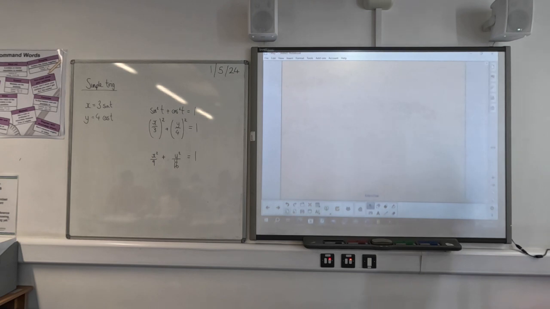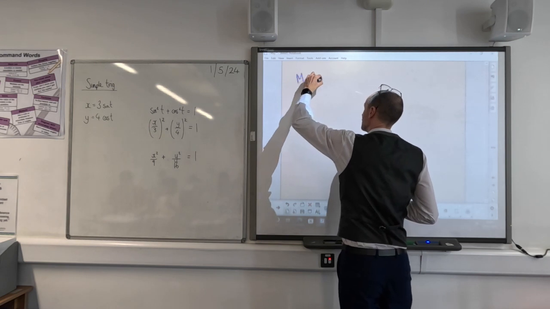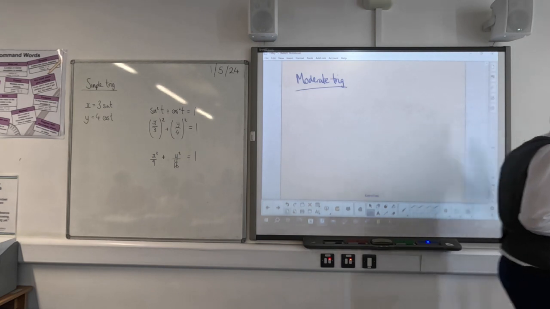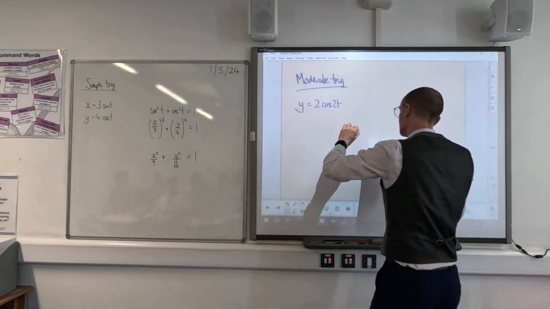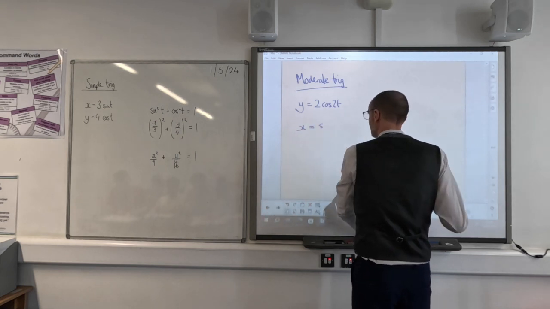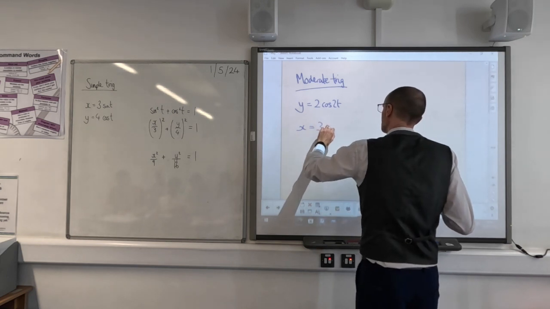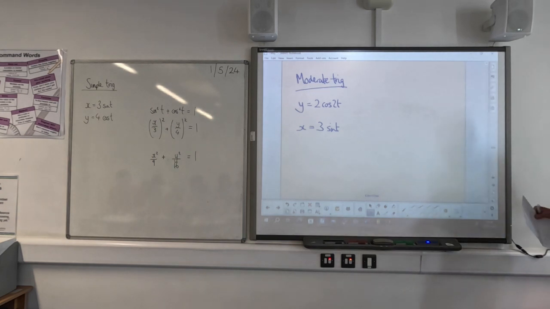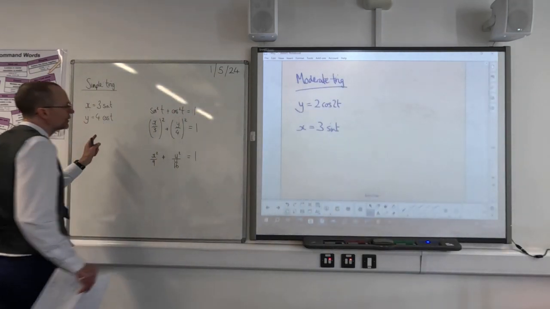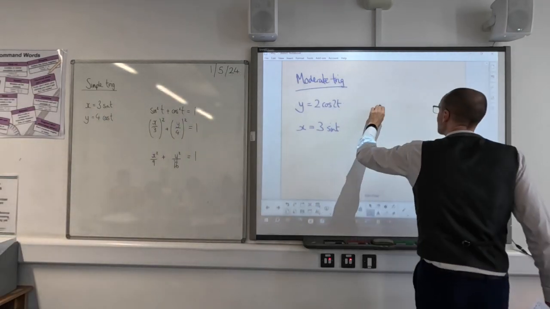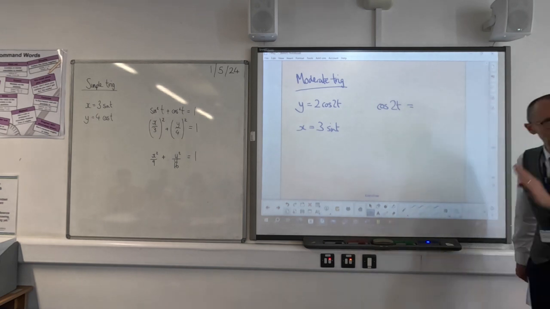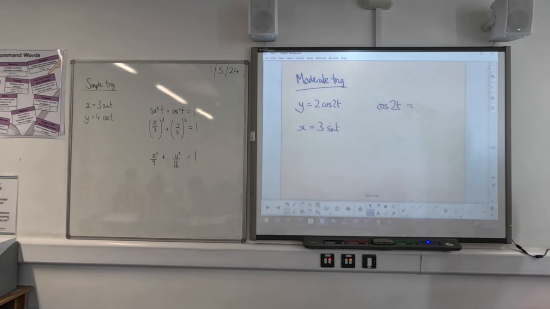Are we ready to go with moderate trig? So moderate trig will involve the double angle identities. Before, when we had just sine and cos, we used sine squared plus cos squared equals 1. Now I've got cos 2t and sine t, and that's good news because I know that there's all manner of cos 2x or cos 2 theta or cos 2t identities, one of which involves just sine.